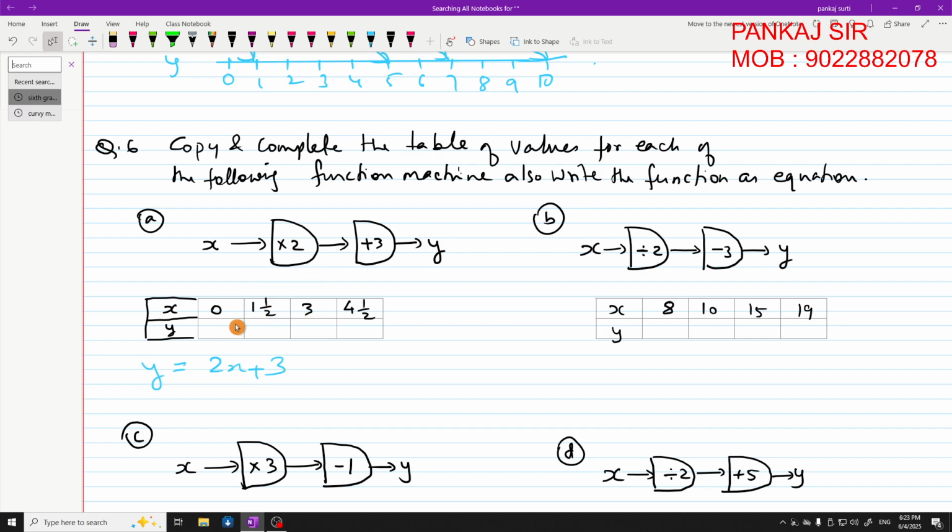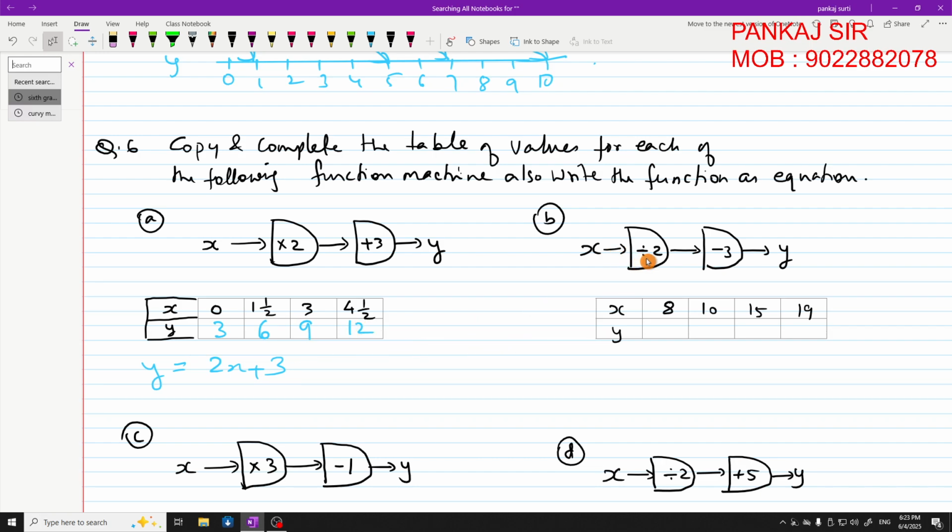So when x is equal to 0, 2 into 0 is 0 plus 3 will be 3. Then when x is equal to 1 and a half, 1 and a half into 2 will be 3. 3 plus 3 will be 6. When x is 3, 3 into 2 will be 6. 6 plus 3 will be 9. When x is 4 and a half, 4 and a half into 2 will be 9. 9 plus 3 will be 12. So this is the complete table.